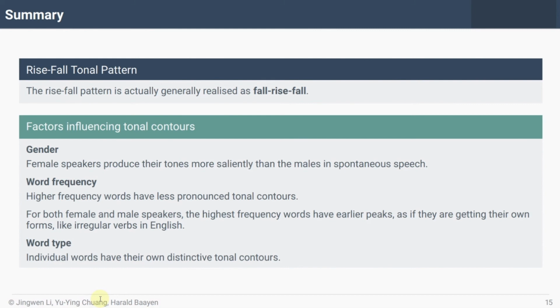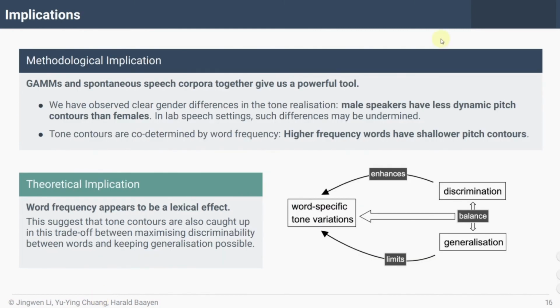So, what are the implications of our study? First, we found that GAMs and spontaneous speech corpora together give us a more powerful tool. Owing to them, this pilot study into tones in spontaneous Mandarin revealed that across two distinct variants of Mandarin, when compared with female speakers, male speakers have less dynamic pitch contours, whereas when put under lab speech conditions, such differences may be less noticeable because the speakers may, without themselves knowing, speak their language with a more formal register.